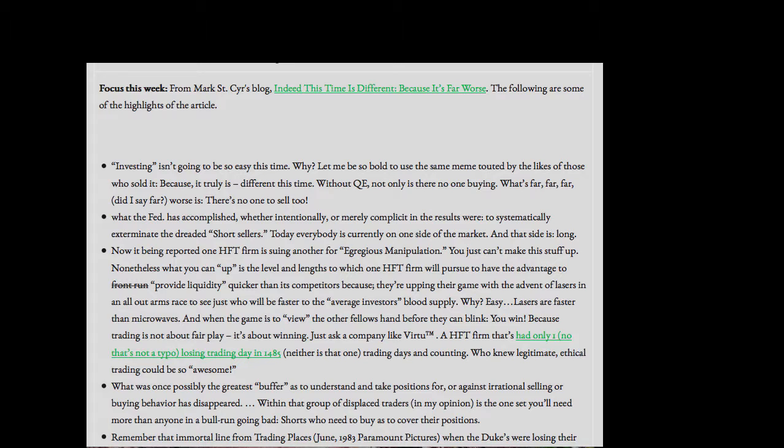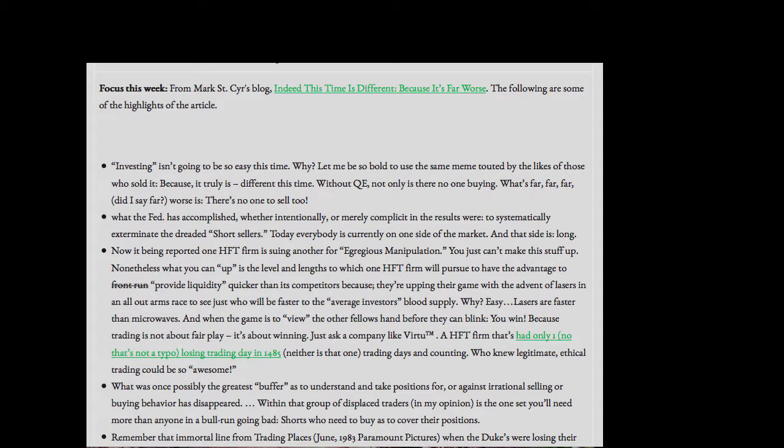Nonetheless, what you can gather is the level and lengths to which one HFT firm will go to have the advantage to provide liquidity quicker than its competitors, because they're upping their game with the advent of lasers in an all-out arms race to see just who will be faster to the average investor's blood supply. Why? Easy. Lasers are faster than microwaves. And when the game is to view the other fellow's hand before they can blink, you win.